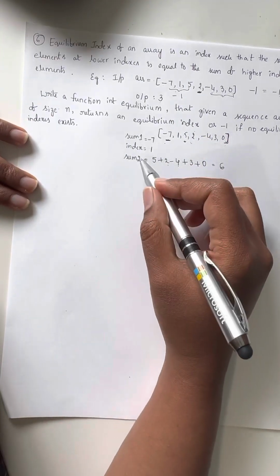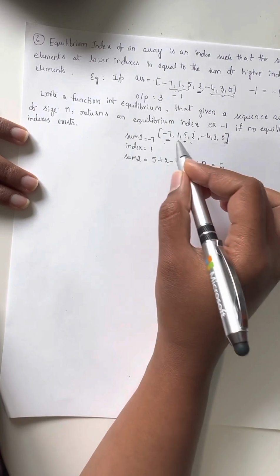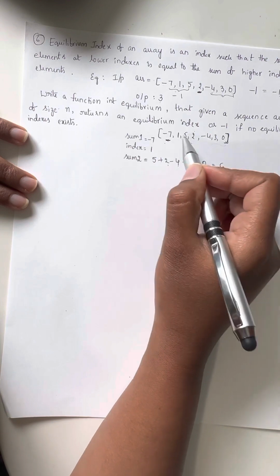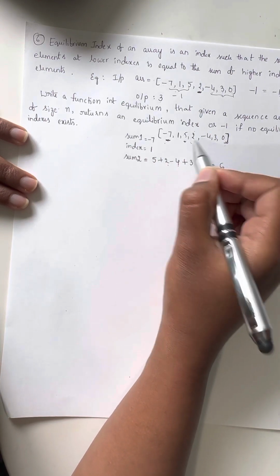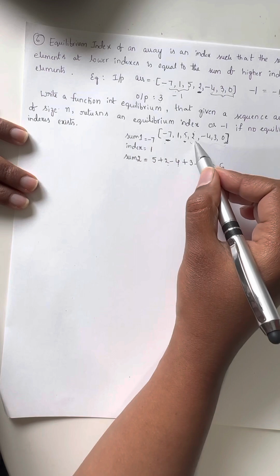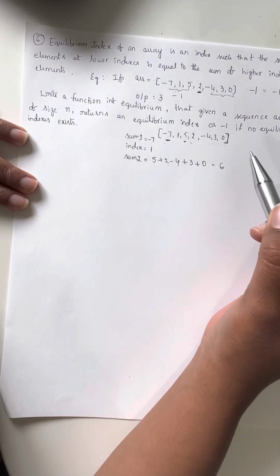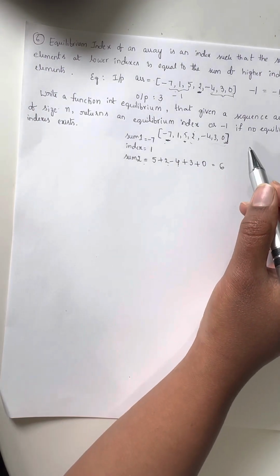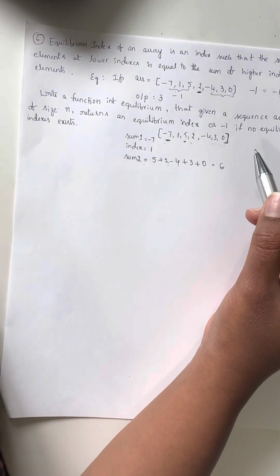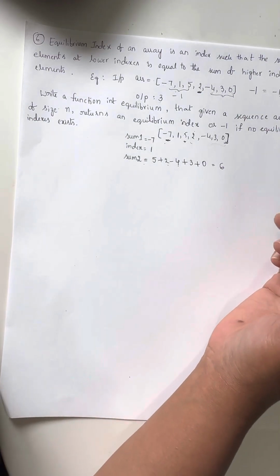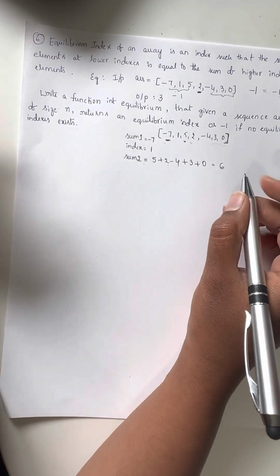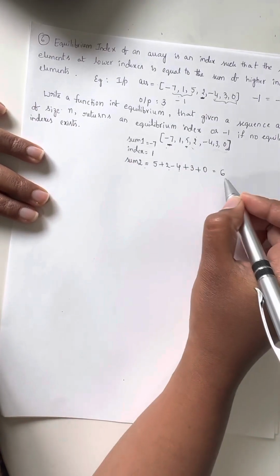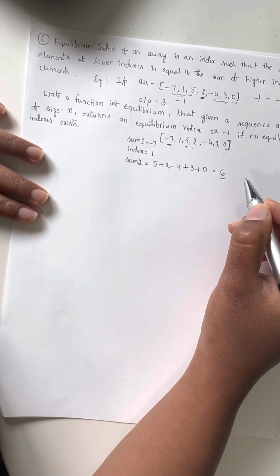Now what I am going to do is increment the sum1 and move the index to the right, and I will be subtracting those elements from the sum2 until we reach the end of the array, so that if we do not find the equilibrium index, then we are just going to return -1. So now we have -7 in sum1 and 6 in sum2. Both of them are not equal.